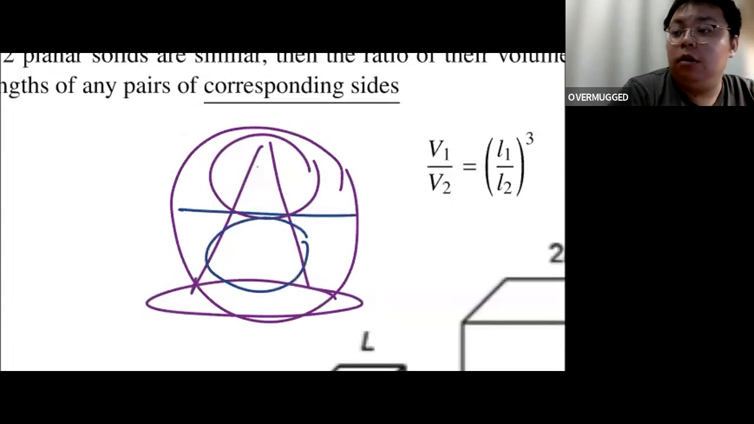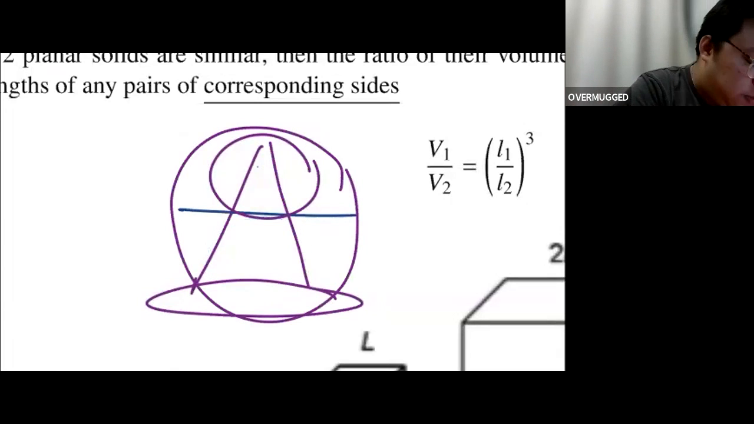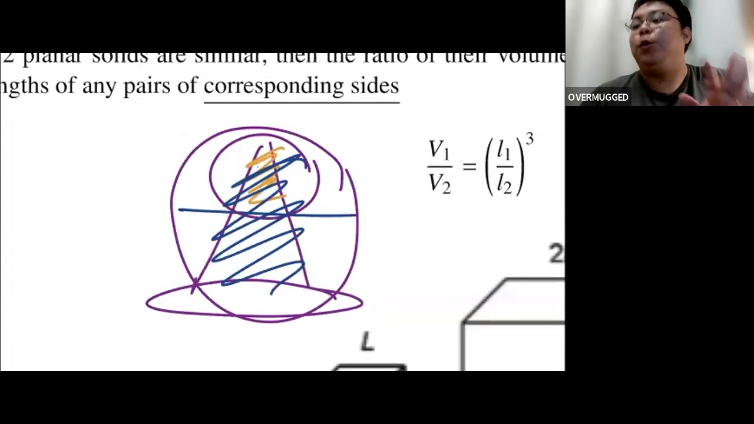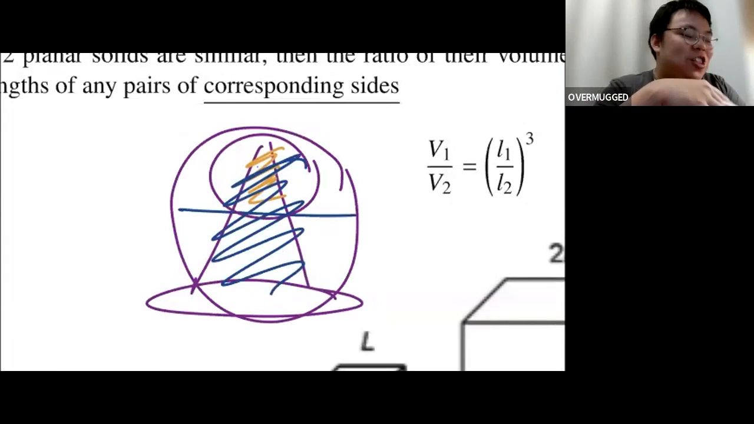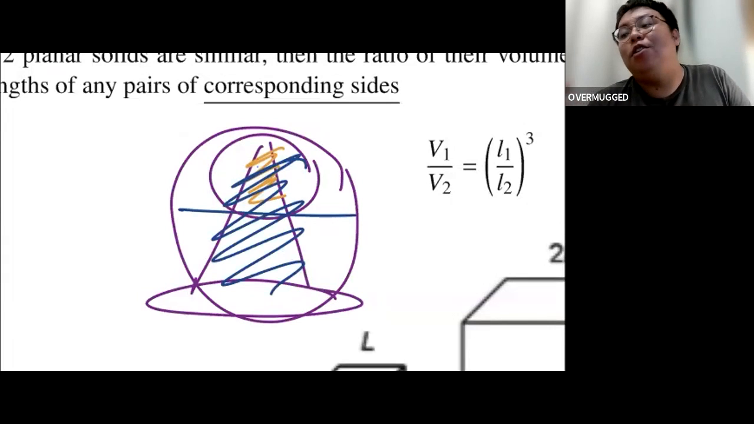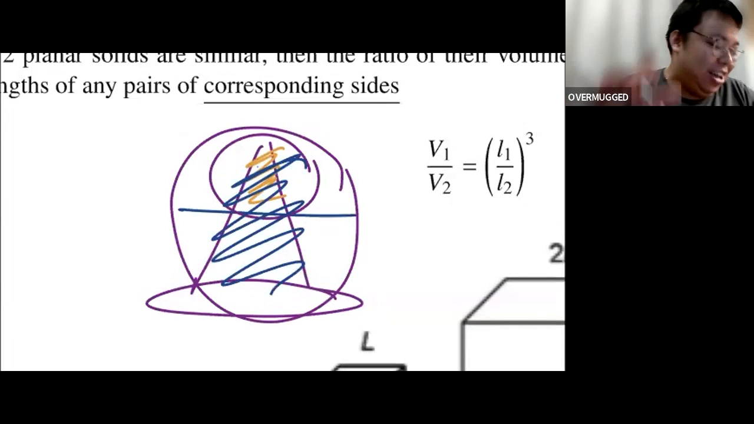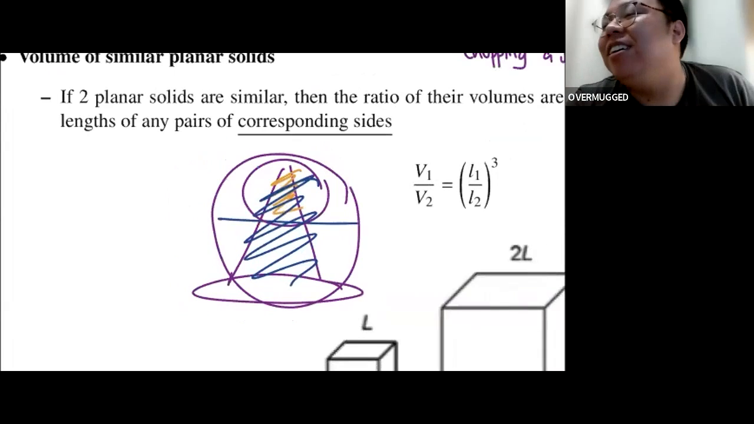It's not the bottom. It's the baby cone, this part, that is geometrically similar to the whole thing. That's what I mean, not the below. The below definitely is not going to be. Okay, just take note of it. Nice question though.